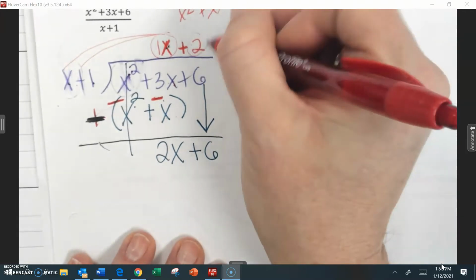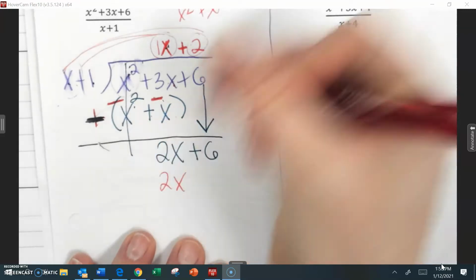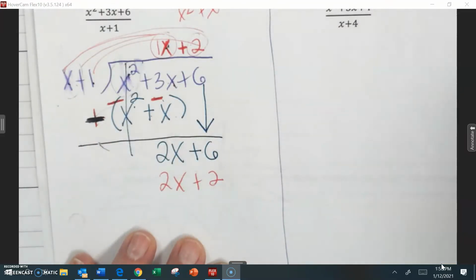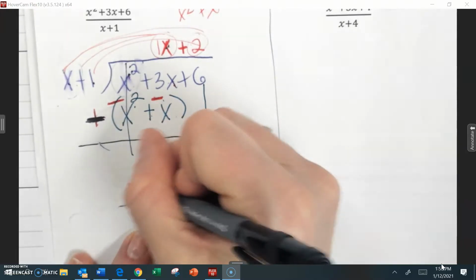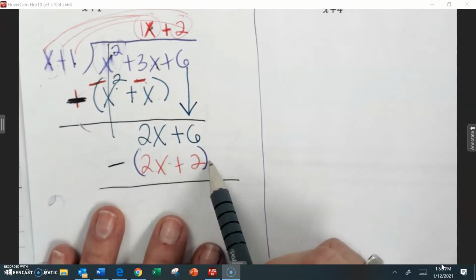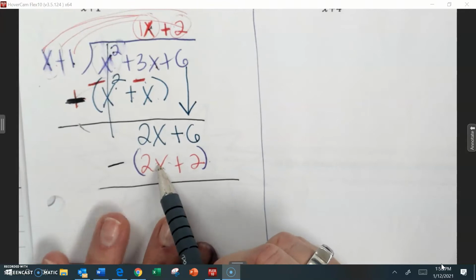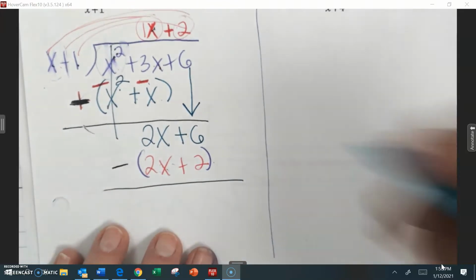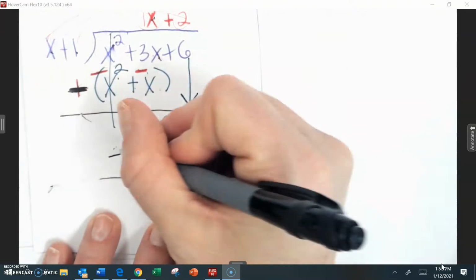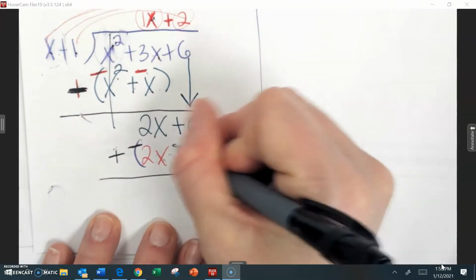Now we multiply. 2 times the x part of the divisor is 2x. 2 times 1 is positive 2. If I were you, I would put it in parentheses, draw your line and subtract so that you remind yourself, like in our warm-up, we're subtracting both of these terms, not just the front. So this is where, me personally, I'm like, okay, I got this. I'm going to change that.